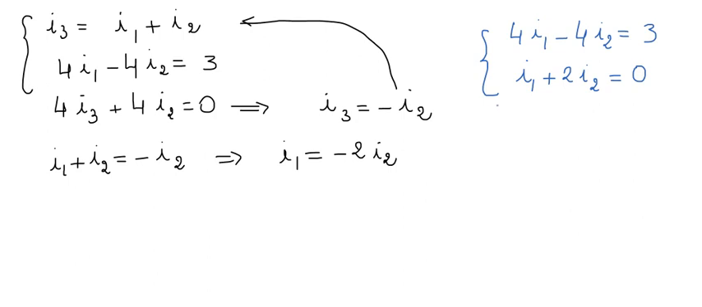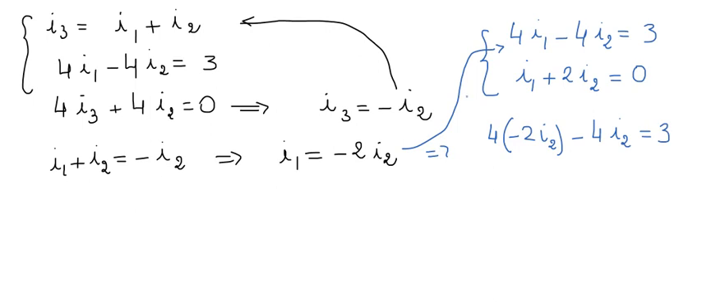So how can you solve it? We take this and plug it here. So you deduce that 4I1, which is minus 2I2, minus 4I2 equal 3. In other words, minus 12I2 equal 3, or I2 equal to what? Minus 0.25 ampere.